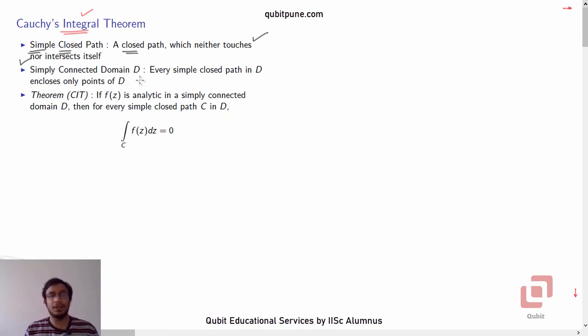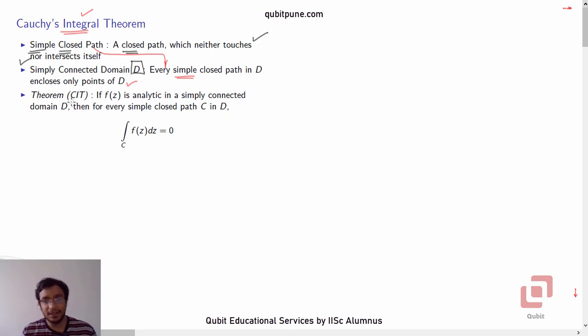And then simply connected domain D, which is a set of points. Simply connected domain means every simple closed path in D encloses only points of D and not any points which lie outside D. So if we have a simply connected domain, then the theorem is applicable.